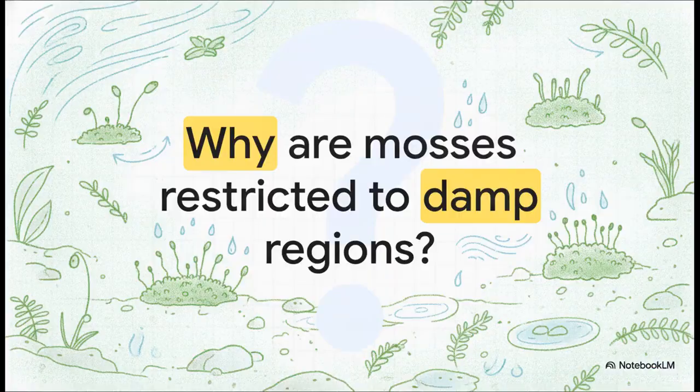Knowing this highly specific reproductive process, it begs a pretty fascinating question. Where can these plants actually survive on Earth? Why do we only ever find lush mosses in specific, damp, shaded areas?